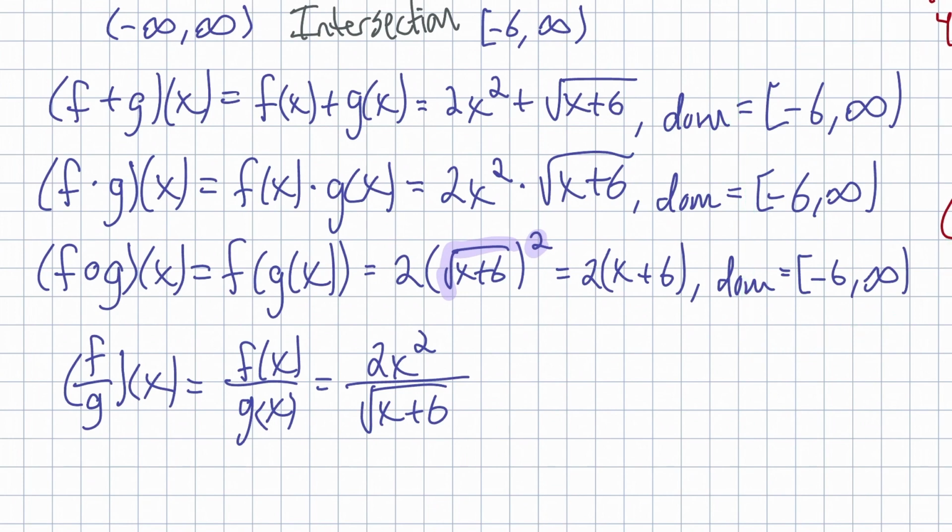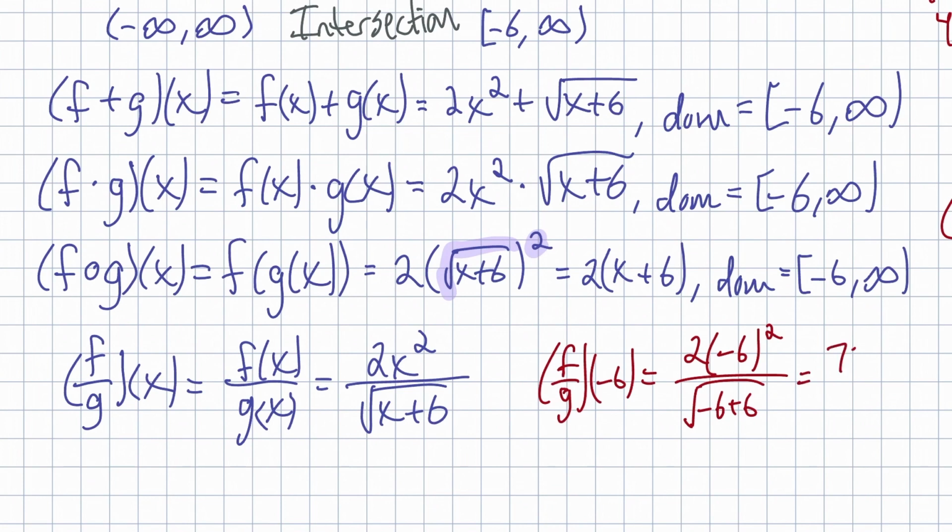If I do f over g of negative 6, well, that's going to be 2 times negative 6 squared. And of course, feel free to pause the video and think about this. If you think you know where this is going, you can pause and then unpause. Okay, so what's going to happen is we're going to get 72 on top, right? Negative 6 squared is 36 times 2 is 72. And then on bottom, we're going to have the square root of 0, right? But that's 72 over 0. Oh, no. You can't divide by 0, right?